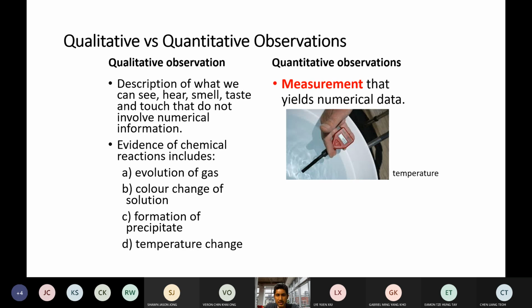These are the two things. Qualitative is what we cannot measure, but we can perceive through our senses. Quantitative is through measurement, and we cannot argue with it, and it is evident. There is evidence for that quantitative measurement.